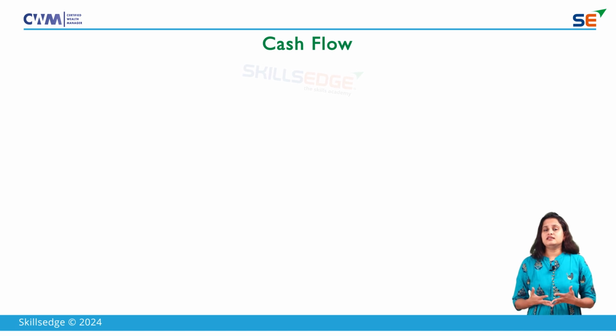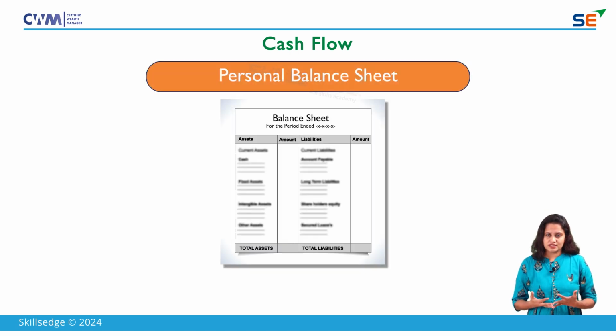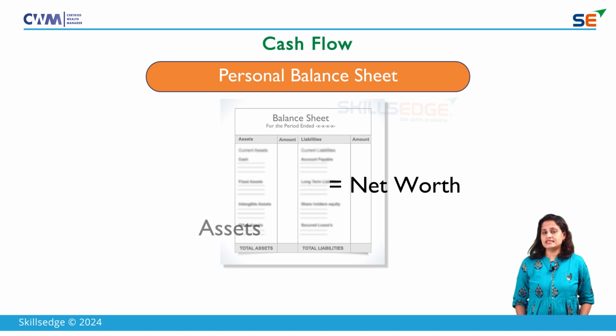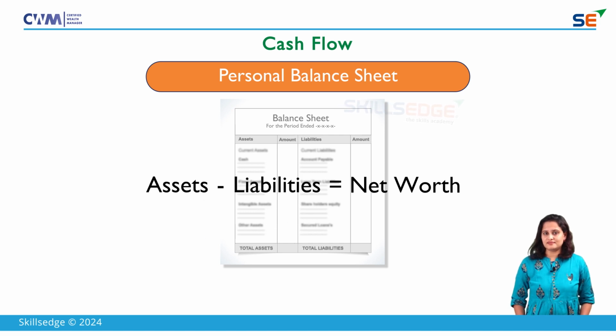Now let us see what is a personal balance sheet. A balance sheet is the second type of personal financial statement. A personal balance sheet provides an overall snapshot of your wealth during a specific period of time. It is a summary of your assets owned by you. Liability means what you owe. Your net worth means your assets minus your liabilities.